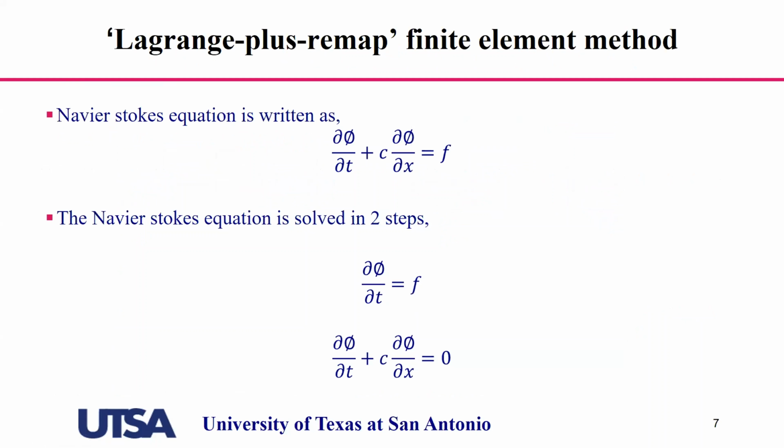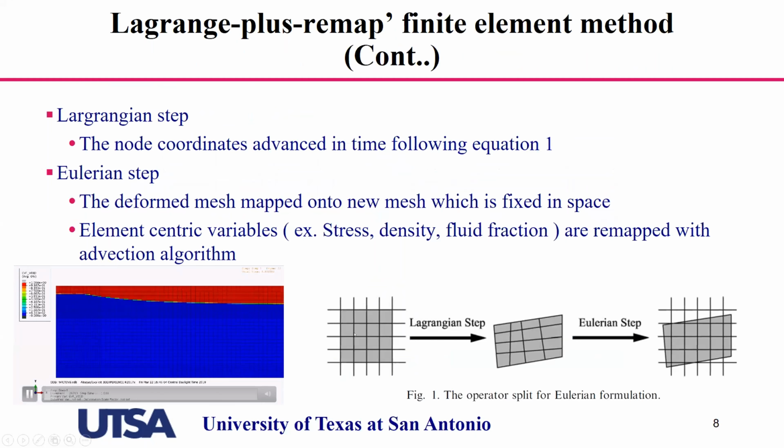Next I'll talk about the Lagrange-plus-remap finite element method. This method is used in Abaqus to replicate fluid behavior. It basically solves the Navier-Stokes equation in two steps. This is called operator splitting. This is a bit detailed, so I won't go through each of it, but it's just a numerical method. I'll just go through this diagram. What it does is deform the mesh and then remap it to replicate the wave behavior. Although it looks like the mesh does not move, the wave moves through the mesh. Actually, the mesh deforms and gets remapped in every time step. So this is the very basic of this method.